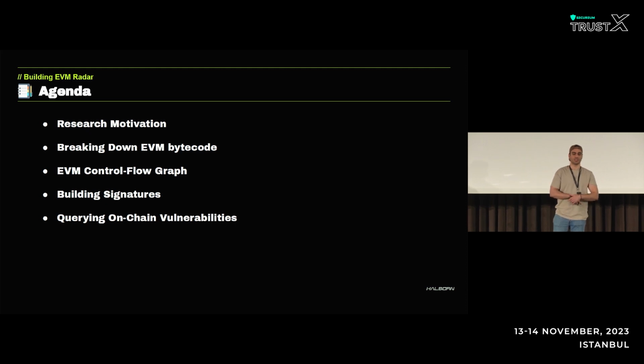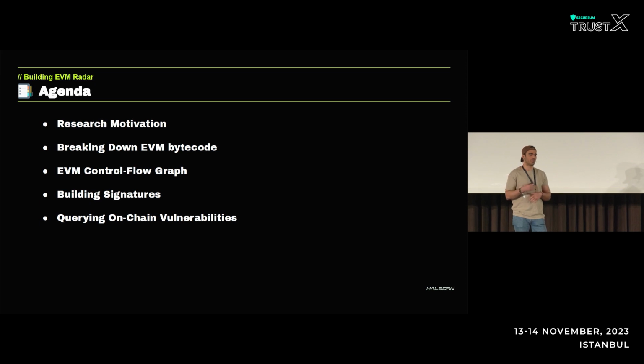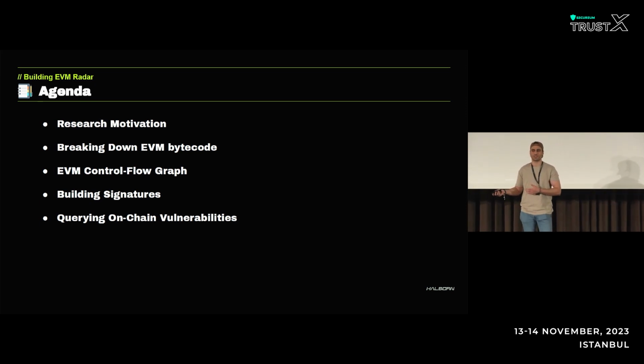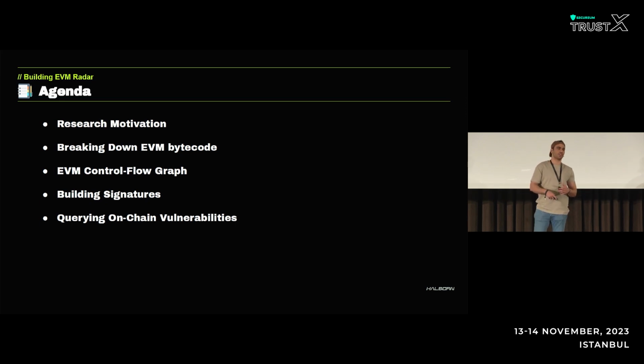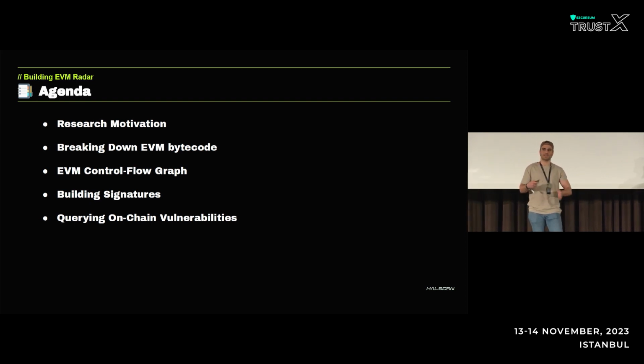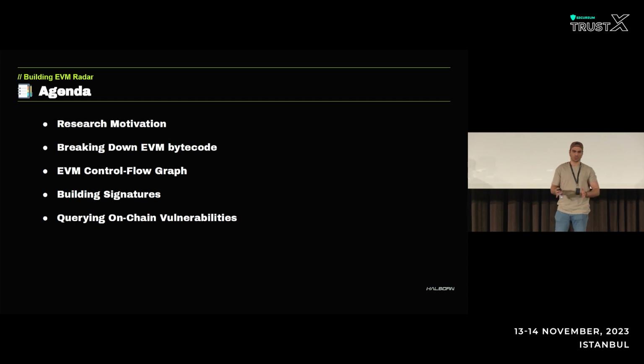So today's agenda is to talk about this research motivation, breaking down the EVM bytecodes, and an overview, really quick. Then talk about the EVM control flow graph and building function signatures that we can use later on to search for similar bugs on-chain directly. So it's similar to the previous talk, but this one is personal research, how to do it, get it real quick.